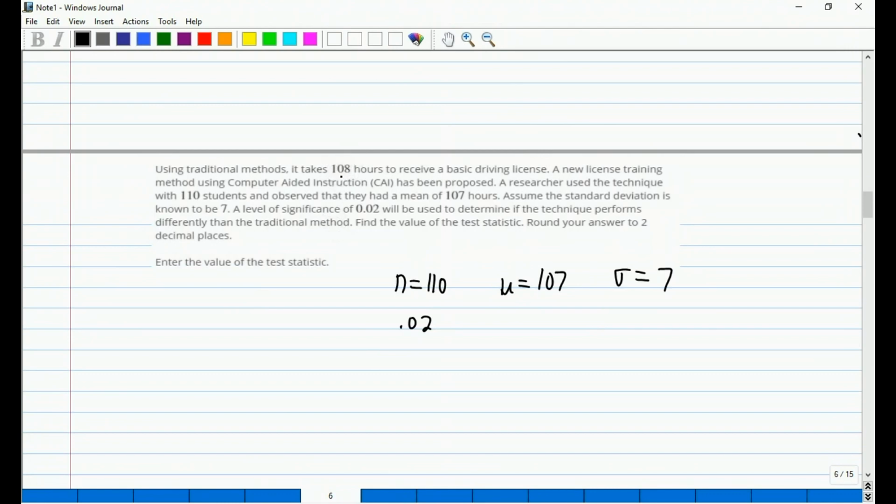So here's the traditional method. So the claim is the traditional method takes 108. The opposite of that is not equal to 108. So this is the null, and this is the alternate hypothesis. The not equal to makes this a two-tailed test or two-tailed alternative. So we're trying to find the test statistic. So we're not trying to find the critical value. We just want to find the test statistic.